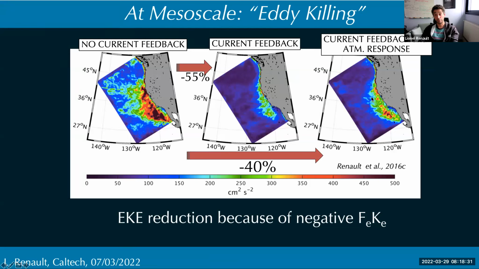And when we are using a coupled simulation, so the wind can react, we have a partial re-energization, but we still have a damping of the mesoscale activity by 40%. I don't have time to show it here, but the main driver of this reduction is the negative eddy wind work. And we can also indirectly validate this damping. Actually, we have a much better representation of eddy statistics in that simulation when we compare, for example, eddy tracking, so eddy statistics, with AVISO.